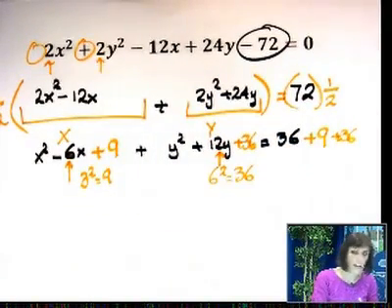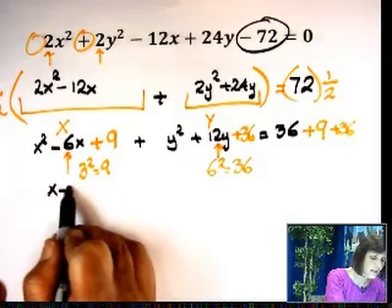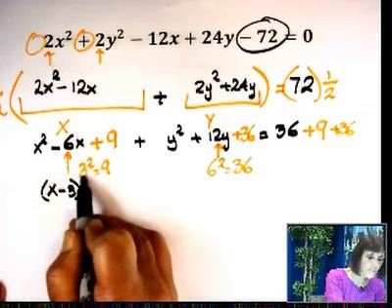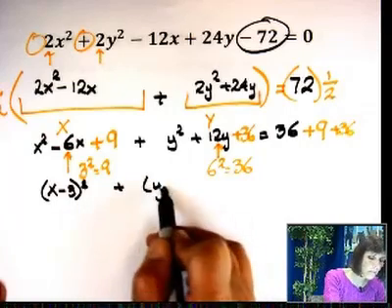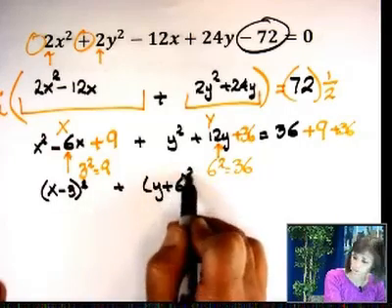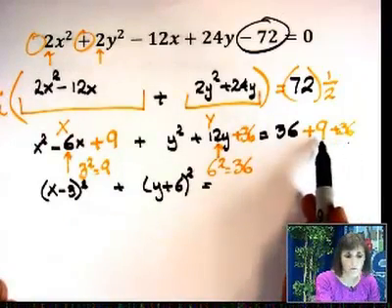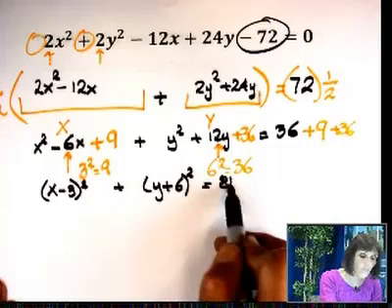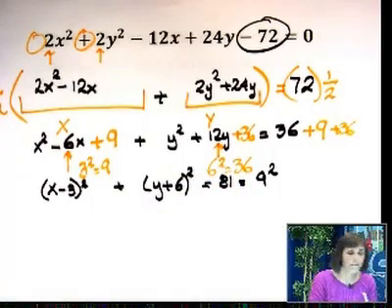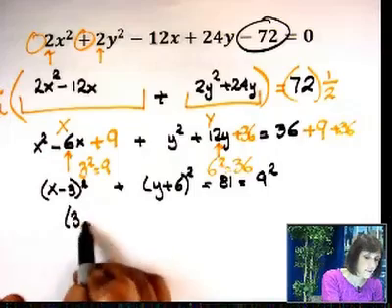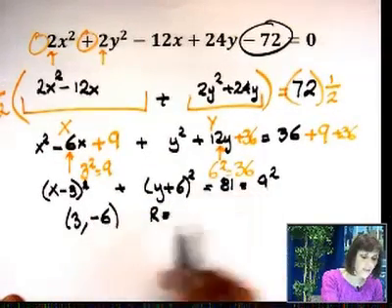Alright? Now let's write it as perfect squares. This is perfect square, x minus 3. It always ends up this number squared plus y plus 6. Alright, let's add these guys up. 36, 72 plus 9, 81. Which happens to be 9 squared. Wow, this is in the standard form. Minus becomes plus, plus becomes minus, and r is 9.